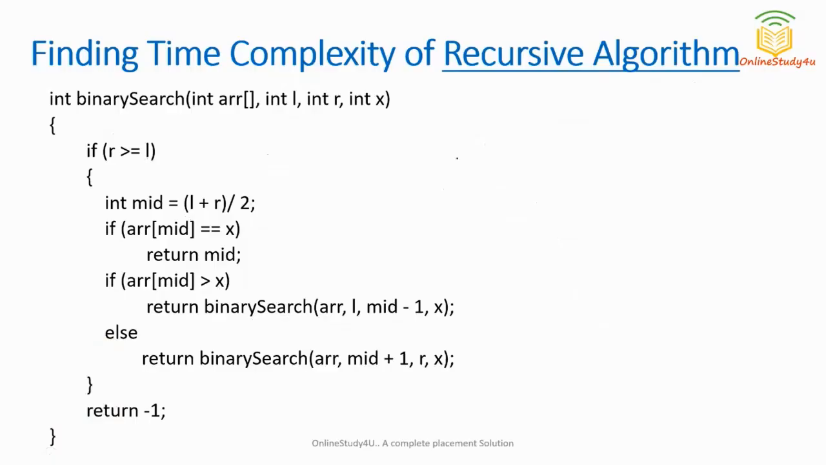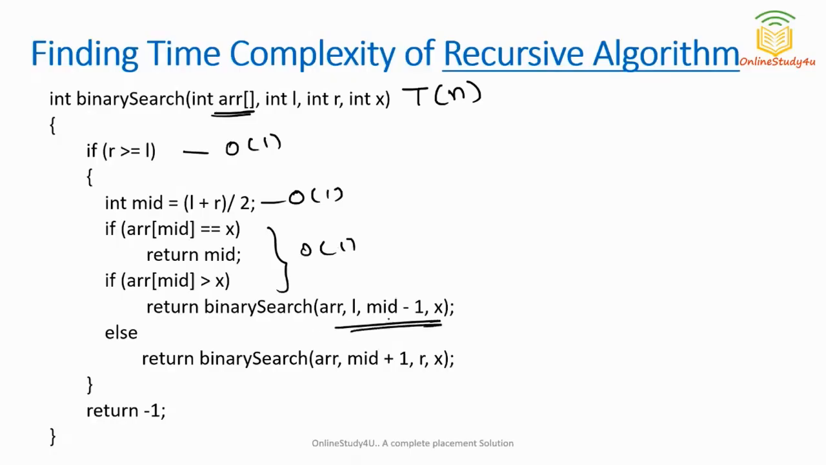Okay, so now let us again consider that, okay, don't worry. When we study the sorting and searching algorithm part, we are going to write this whole code again, so there you will understand this. So this we can consider as T of n, where n is the size of this array. Now this if is big O of 1, all of these are big O of 1. Now here you can see we are dividing the whole array into half.